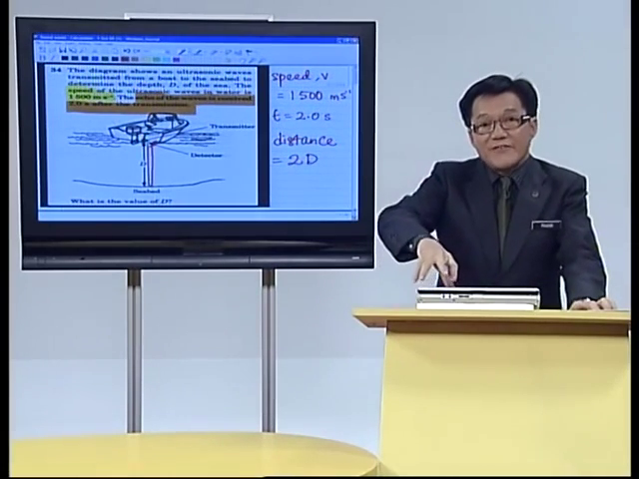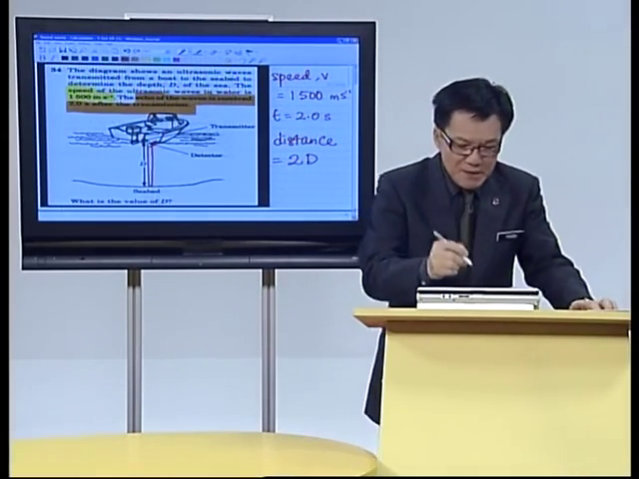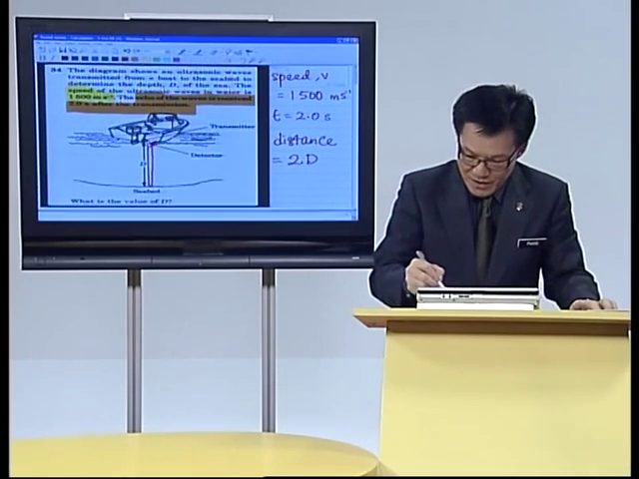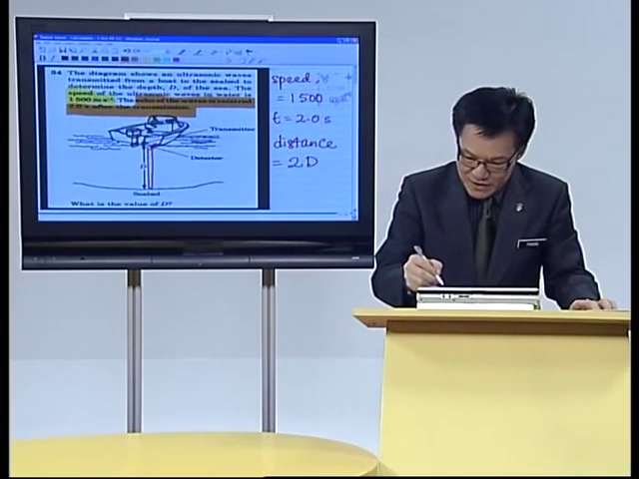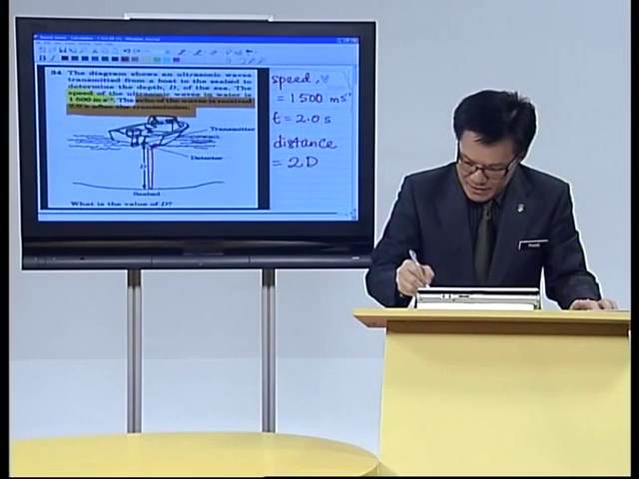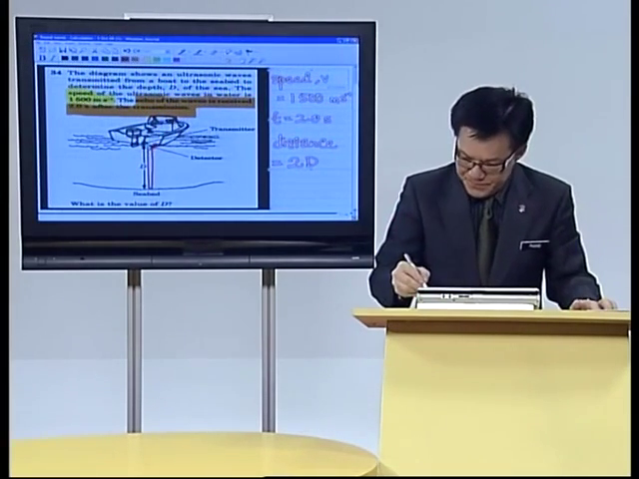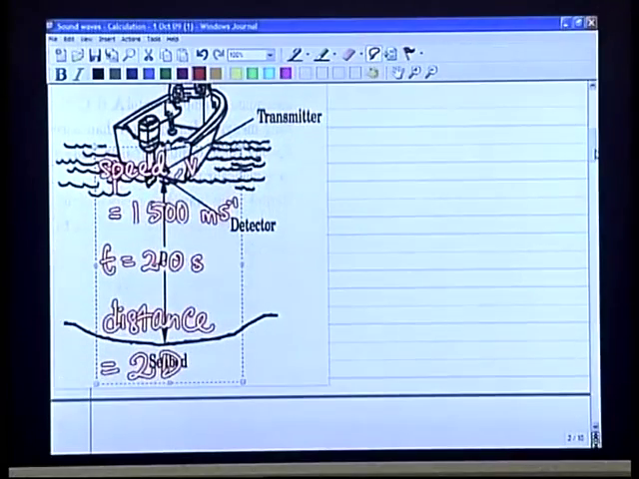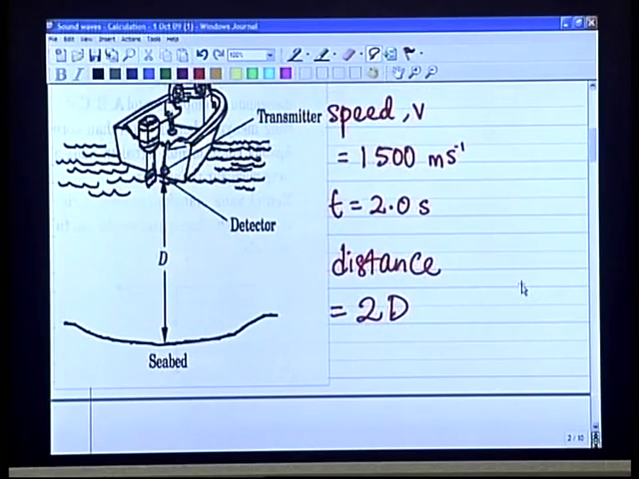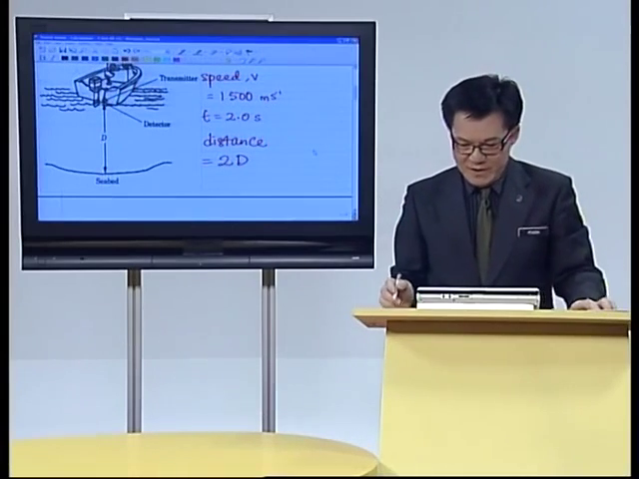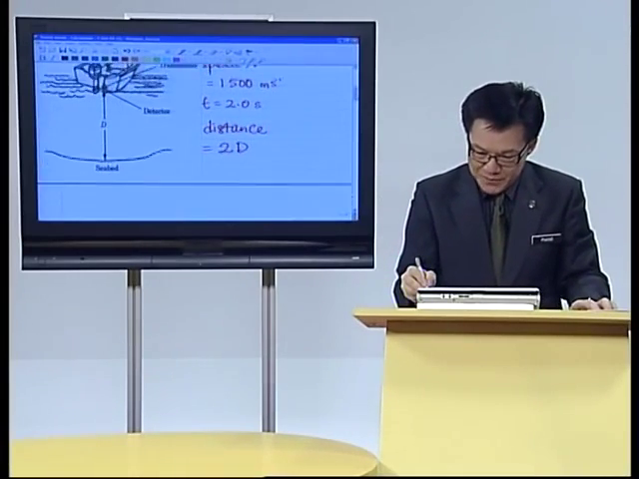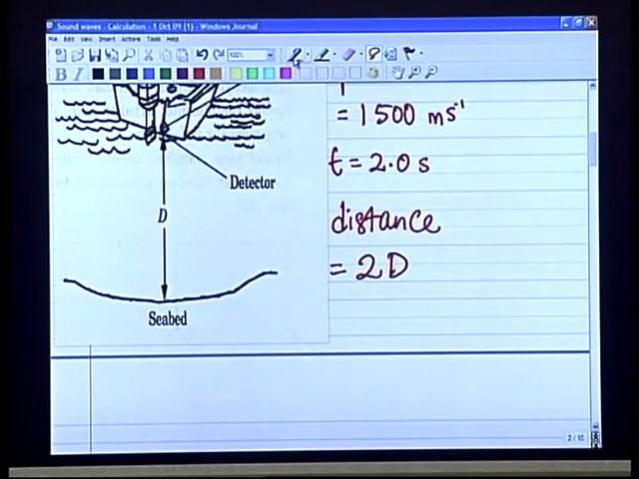Now after you have had these values, it becomes easy. Alright? Let me collect these values, because I'm bringing it to another page. Now we have these values. So where do we go from here now? This is V, T, and distance equals 2D.